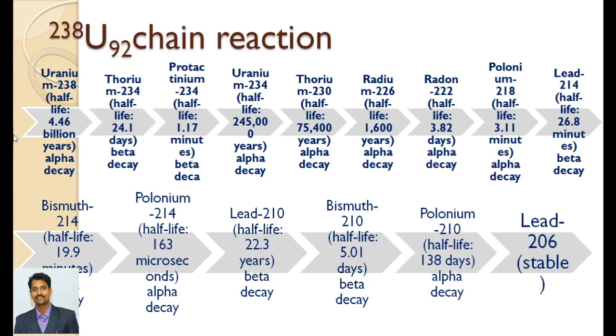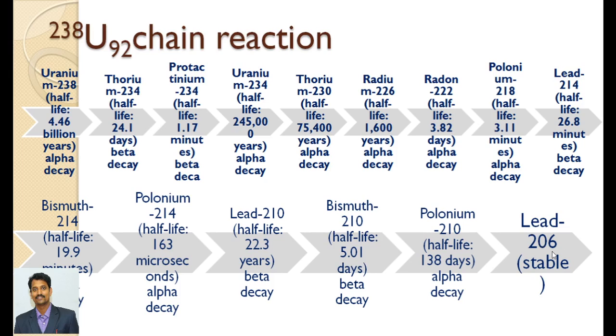Look here, for 4.46 billion years, the uranium pollutant in the environment will keep on releasing radiation and killing living organisms on the surface, even small plants and animals, etc. And meanwhile it will produce another daughter nuclide in the form of another radioactive element, that is thorium. From thorium, a protactinium daughter will be produced. From protactinium, uranium 234 will be produced. So these chain reactions keep on continuing and finally lead will form.